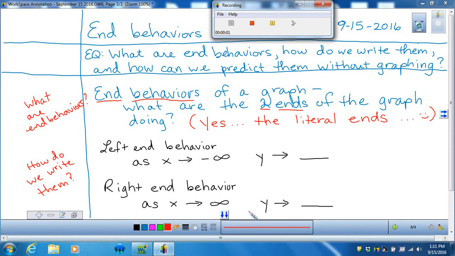Talking about end behaviors. Our essential question is, what are end behaviors? How do we write them? And how can we predict them without graphing?